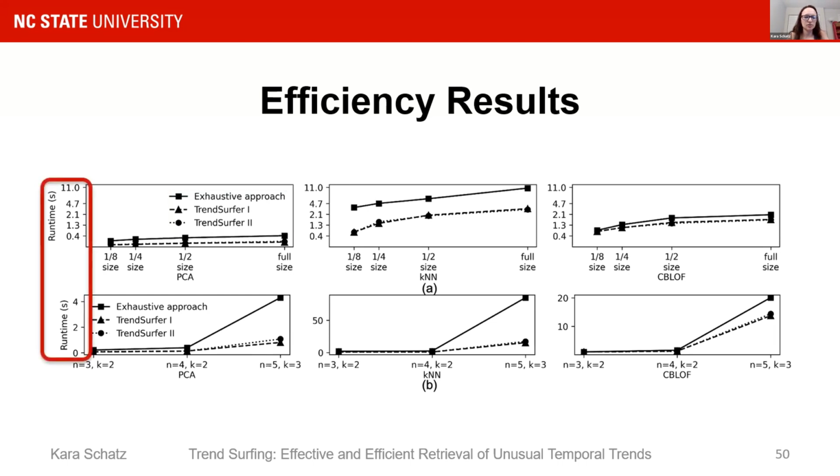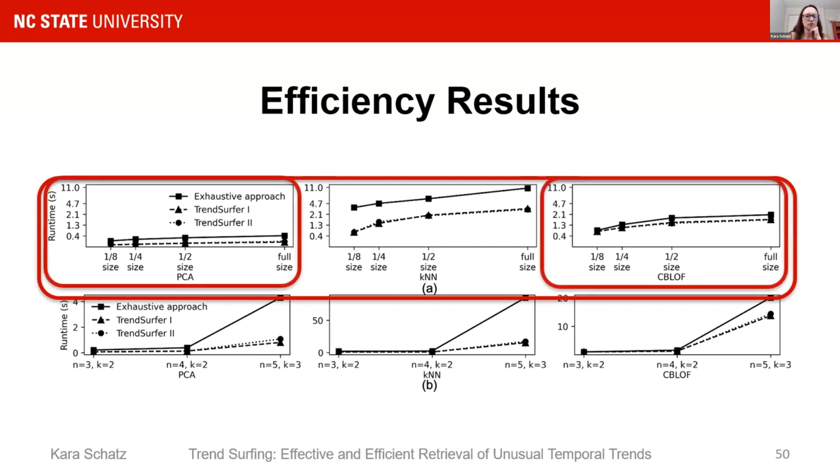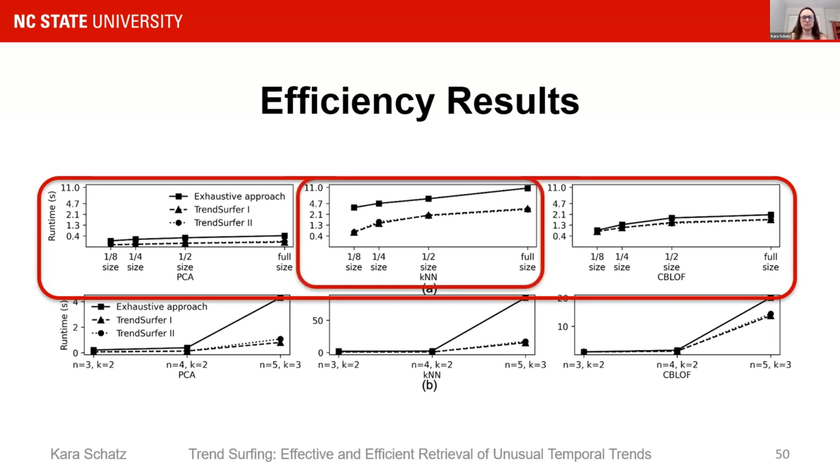The y-axis here shows the runtime in seconds. Section A shows the results when varying the number of tuples in the size of the dataset. Here, our trend surfer approaches are only slightly faster than the baseline when we use PCA or CBLOF as the outlier detector. But for KNN, our approaches are substantially faster. After all, KNN is the slowest of these outlier detectors, so there's much more room for improvement in speeding up the search.